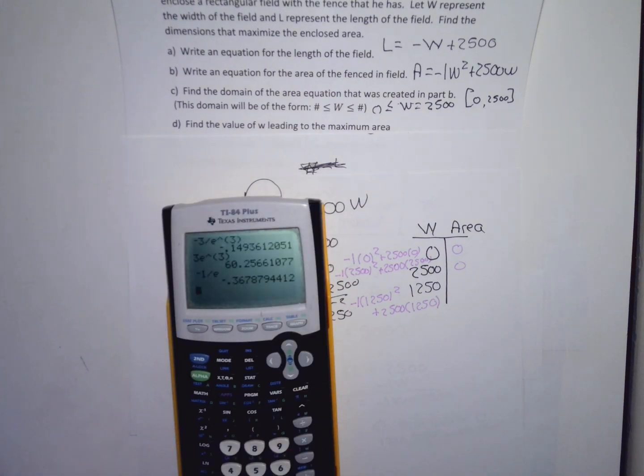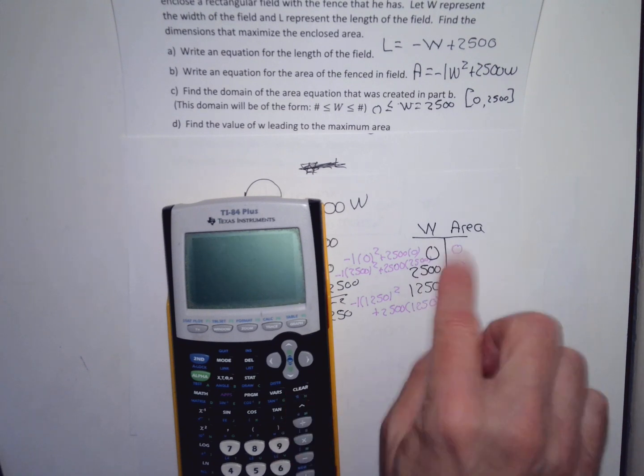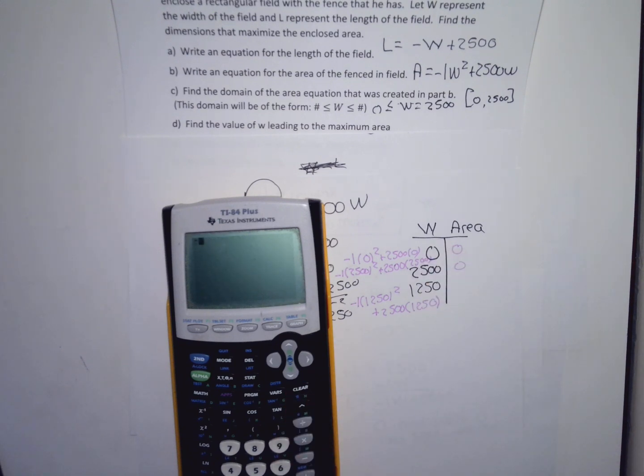So I'm butting up against 30 minutes. And this is just mindless. Well, heck, let me just do this one. Negative 1 times 0 squared plus 2,500 times 0. That gives me the top y. And then negative 1 times 2,500 squared plus 2,500 times 2,500. It's just mindless. There's another 0.